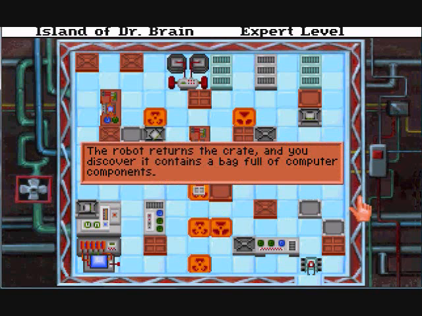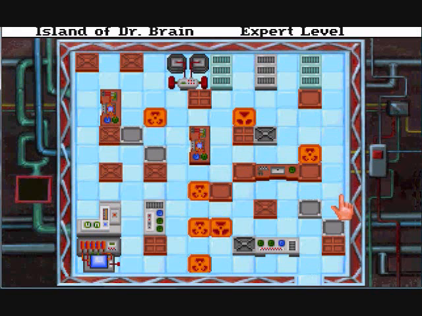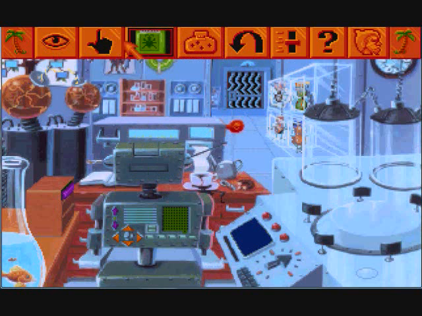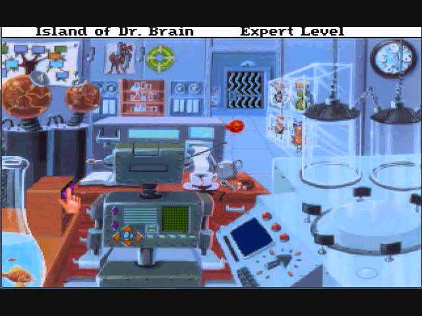I totally didn't realize that you were going back a different way than... Anyway. Yeah, the robot returns your crate and you discover it contains a bag full of computer components. Oh, sweet. Oh, no! That one's done. Oh no, the bug one died. Oh, I'm so sad. So let's use the perfect one.